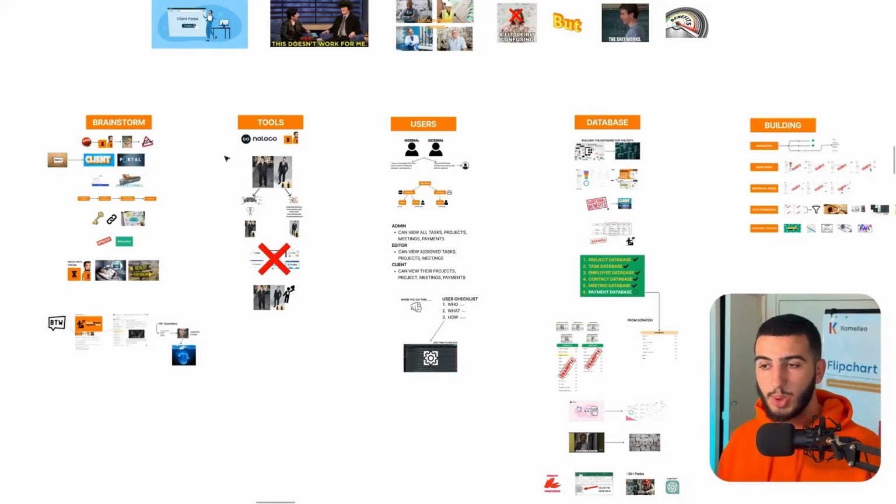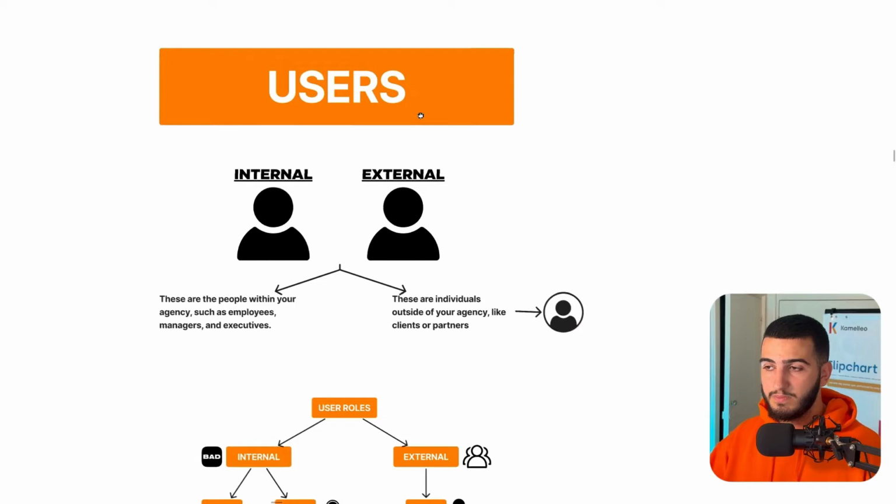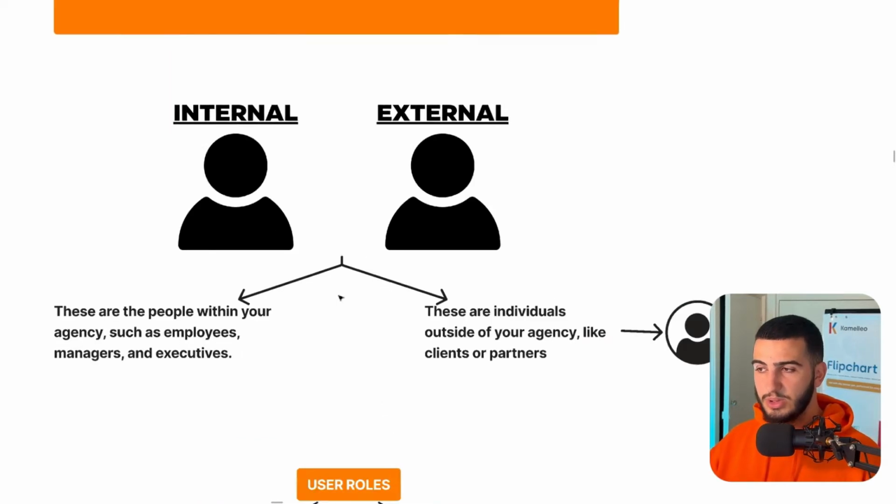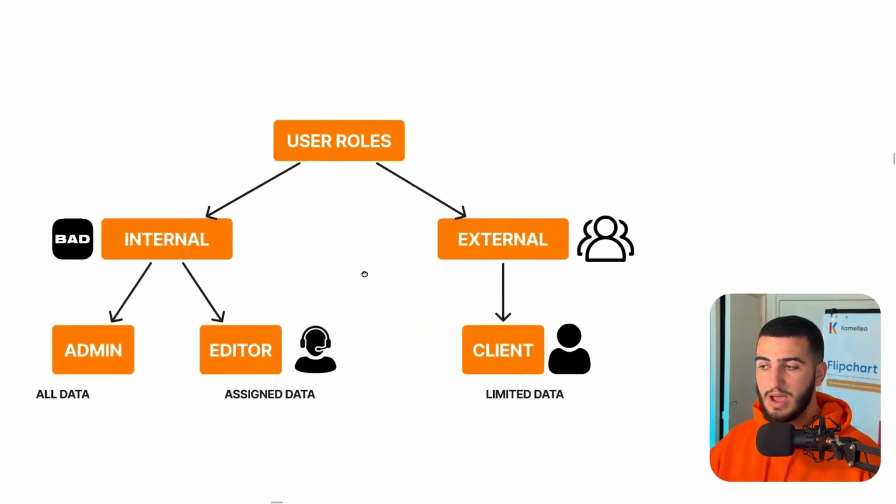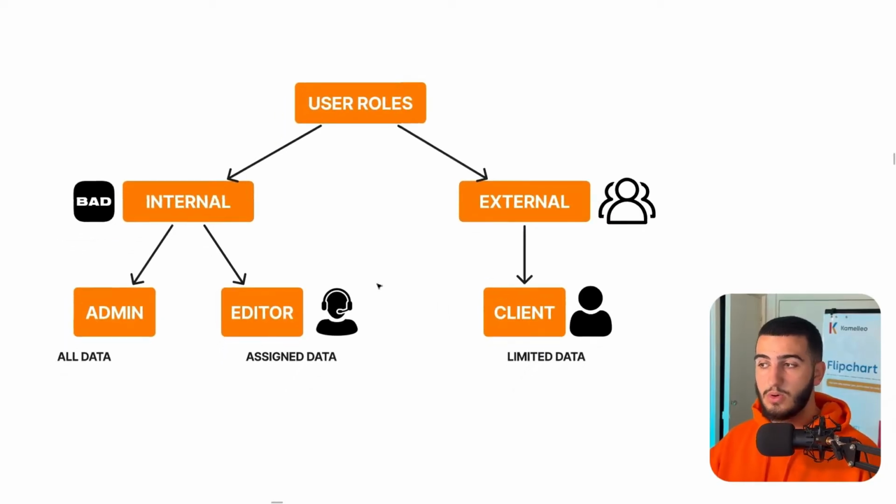Now that we've brainstormed what we want to build and gone over the specific tools we'll need, it's time to begin building this application. And this starts with the users. In general, there are going to be two different types of users using the application: internal users and external users. Internal users are people within your agency, for example, employees, managers, and executives. External users are individuals outside of your agency, which in most cases are just going to be clients. In this example, we're going to have three different user roles, two internal and one external.